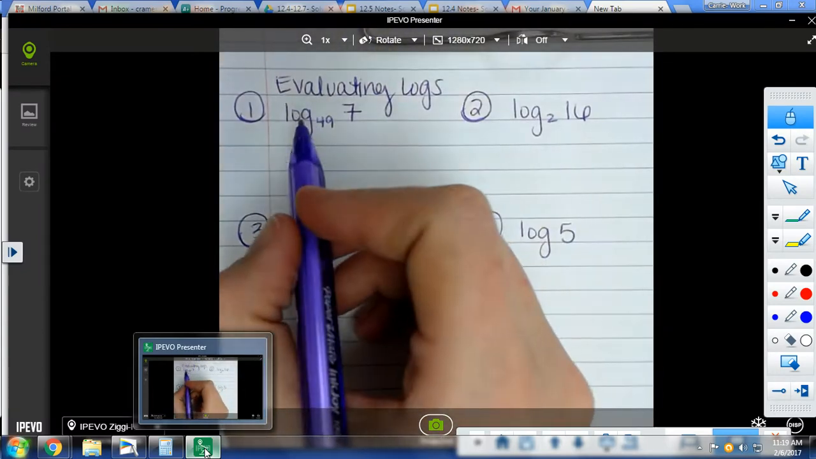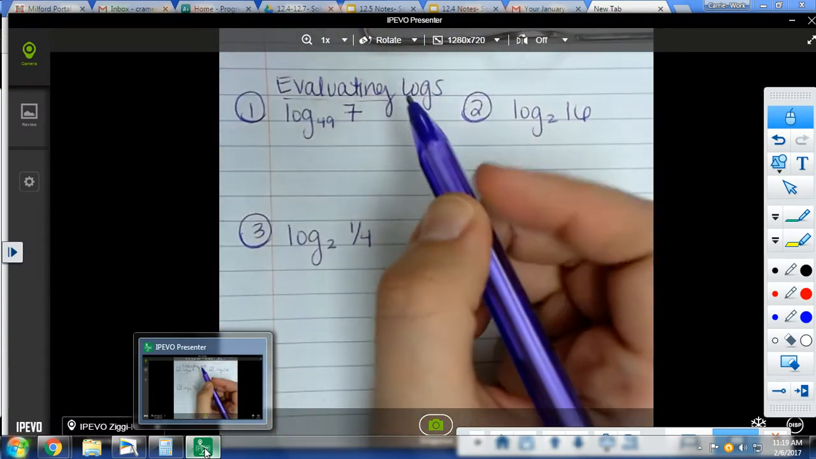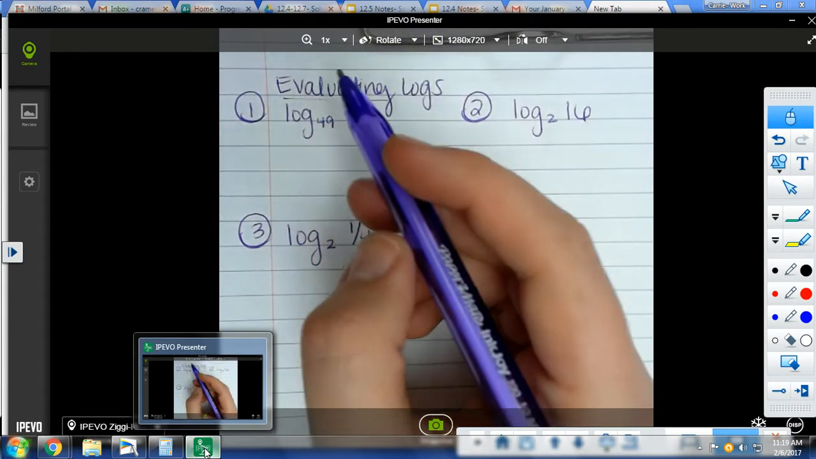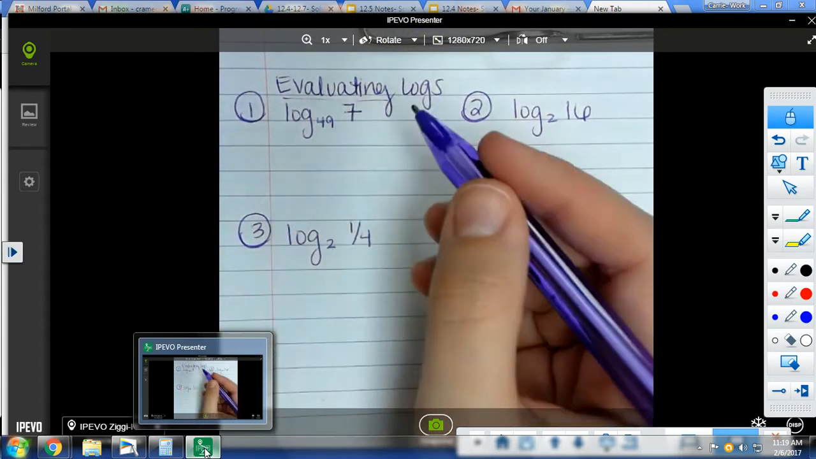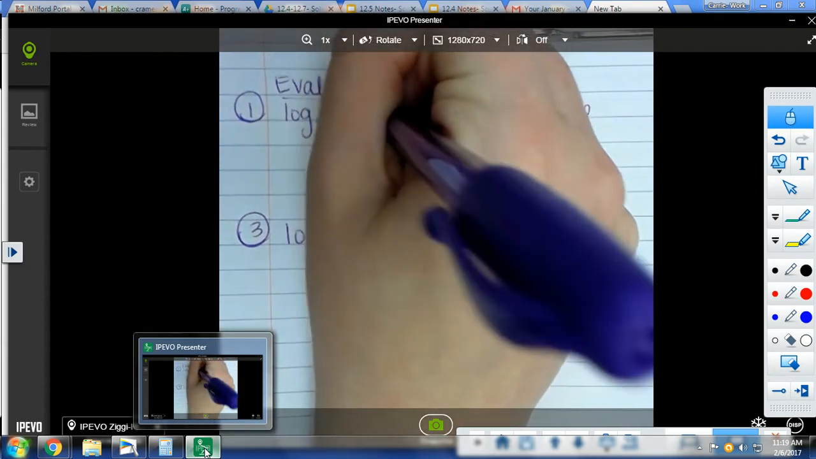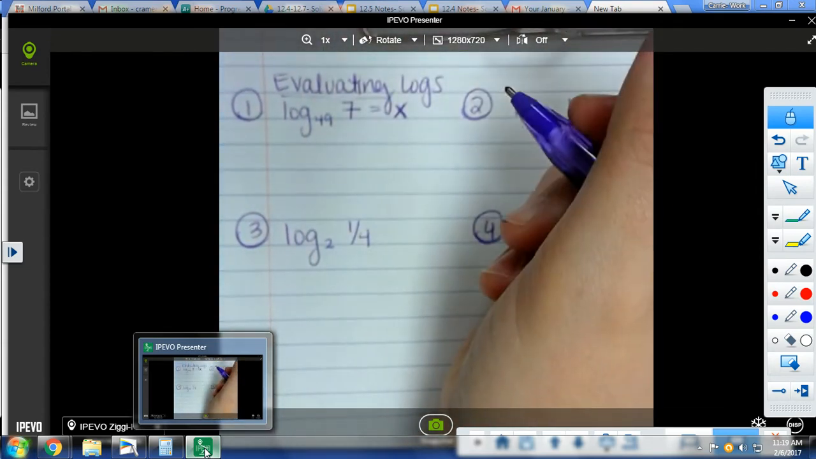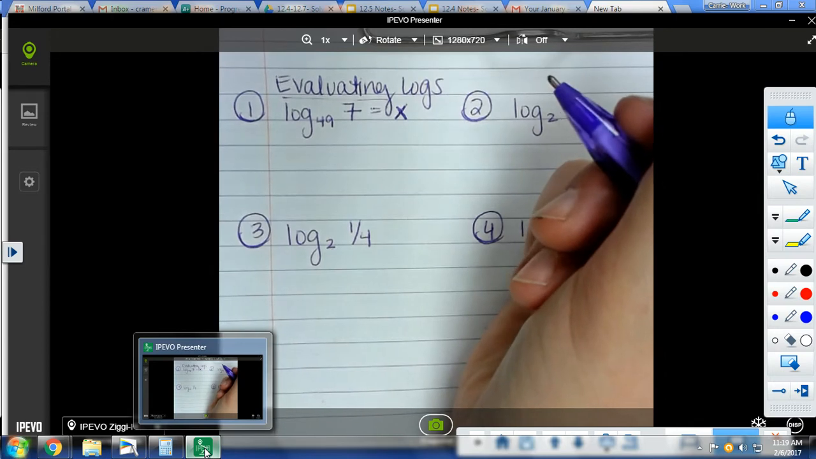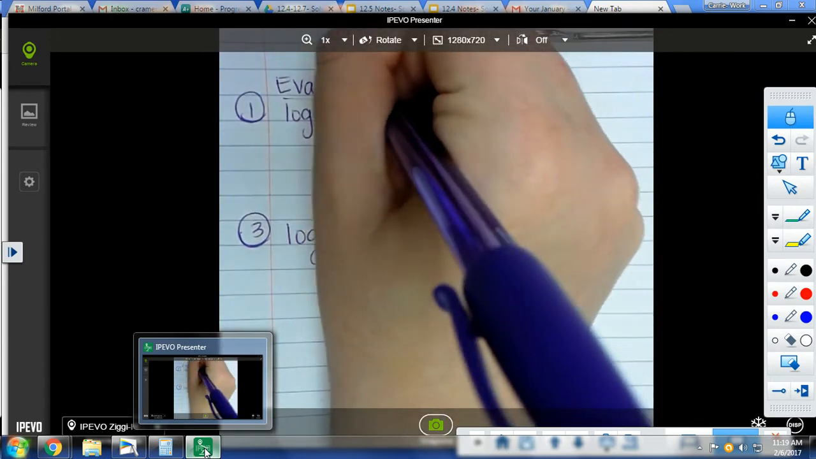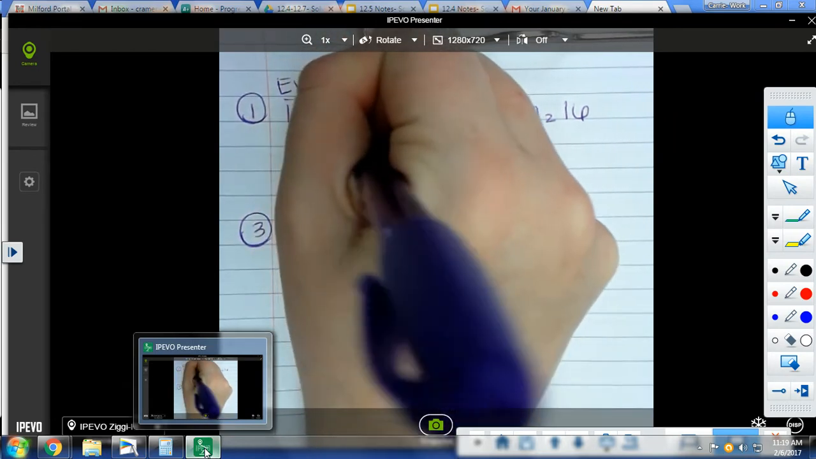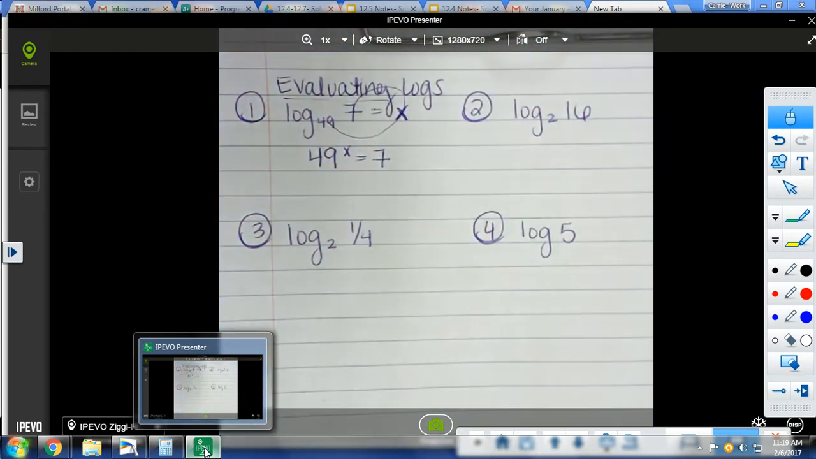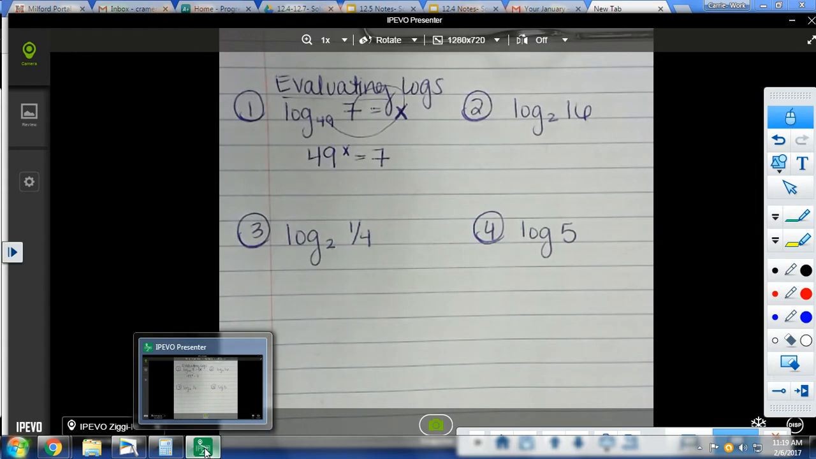So now we're actually going to move into evaluating logs, which would be actually solving what each log would equal. Now we talked about logs are really just exponential form. So if we want to evaluate this, we want to find out what x is. And so we can set it equal to x, and then we want to rewrite it in exponential form. So this would be 49 to the x equals 7. So we need to figure out 49 to what power equals 7.